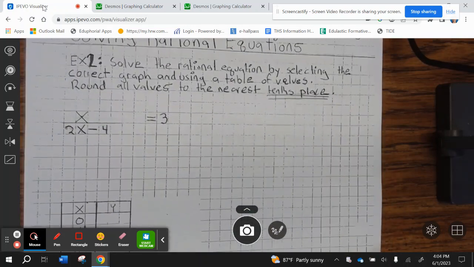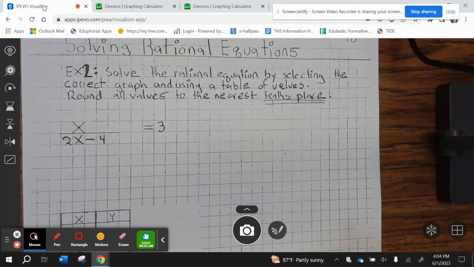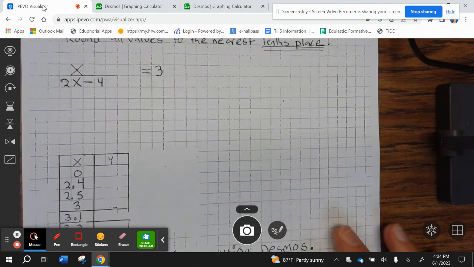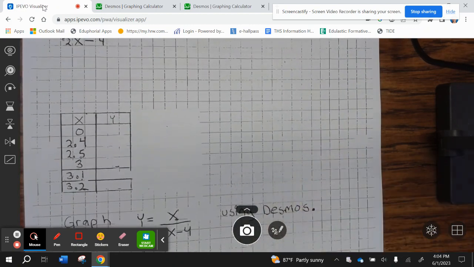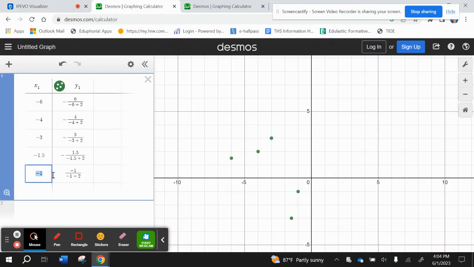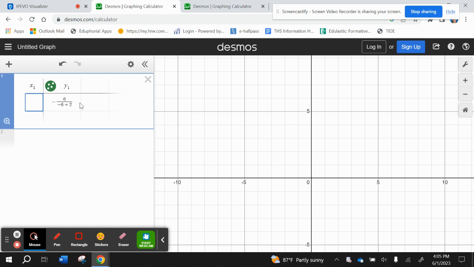Let's take a look at example 2. Solve. Now we're going to solve using the table first. Now remember, our solution we're looking for is 3. Okay, so we're going to use the table. I'm going to clear out this table. Okay, so I'm going to plug in 0. So 0 divided by 2 times 0 minus 4. So that's 0. That's not the solution because we're looking for 3.